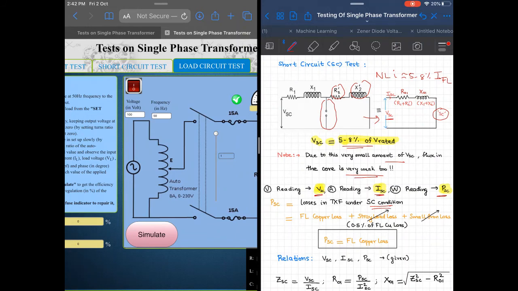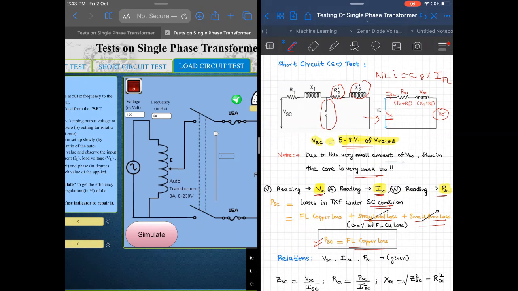The other case of variable loss is stray load loss, which is 0.5% of full load copper loss, and it can also be neglected. Then we also have small iron loss. This is due to weak flux in the core. Therefore, we can consider wattmeter reading under short circuit condition is PSC as full load copper loss. So one of the objectives of the short circuit test is fulfilled.